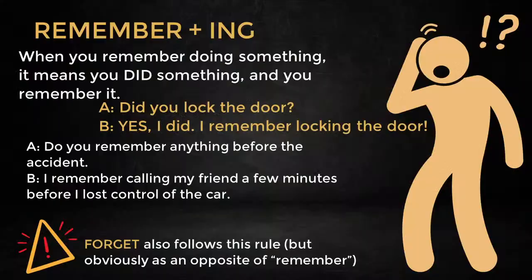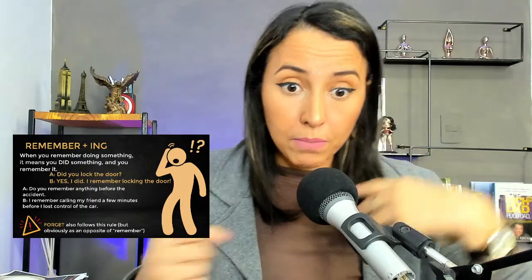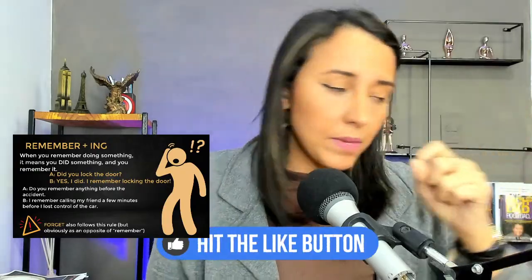So look at the example here. Hey, did you lock the door? Duh, of course I did. I remember locking the door. So I remember locking the door and leaving. So I did it and I remember I did it. That's the idea when I use remember plus another verb plus ing, okay?